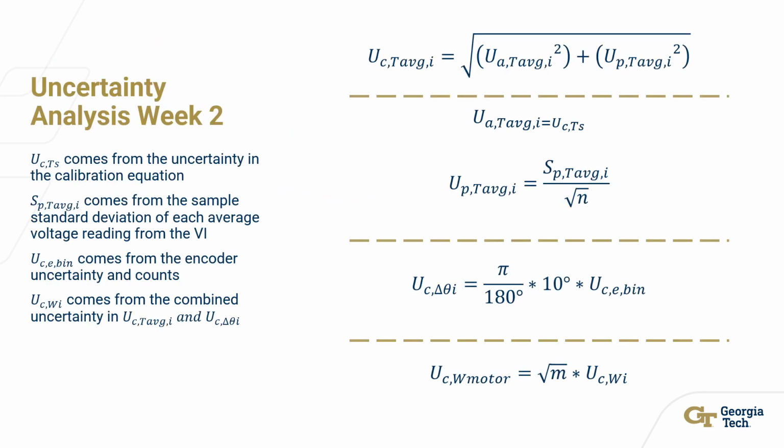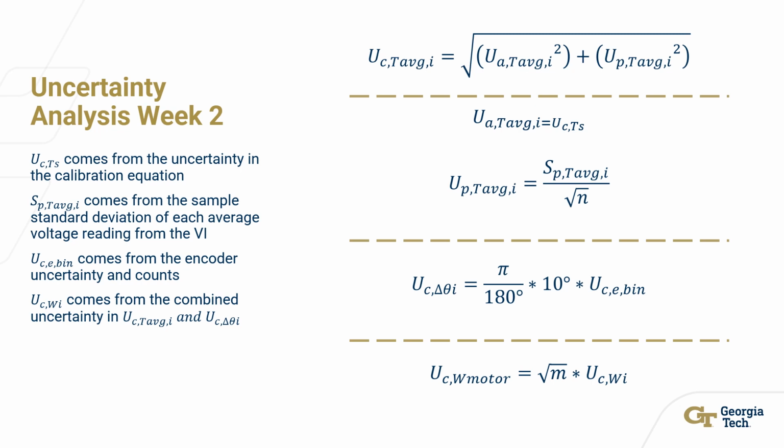Some of the more important determined uncertainties are displayed here. The uncertainty from torque is derived from the uncertainties found in the calibration equation. The uncertainty from the bin is derived from uncertainty in degrees and uncertainty in the encoder and encoder count. These uncertainties help determine the effectiveness of the model and will be used in the analysis moving forward in week 2 and 3.